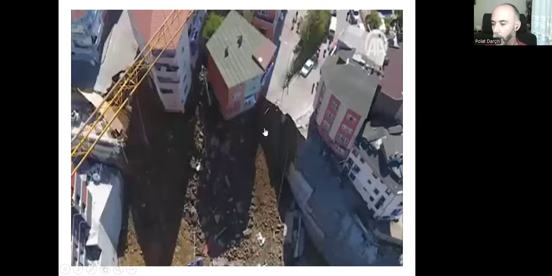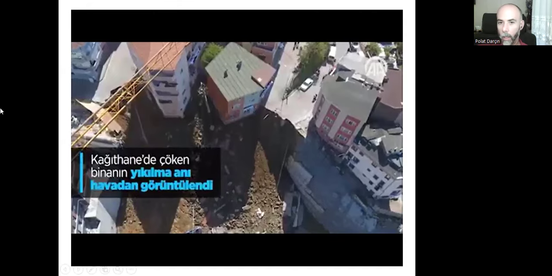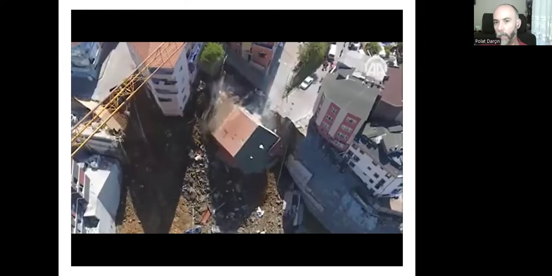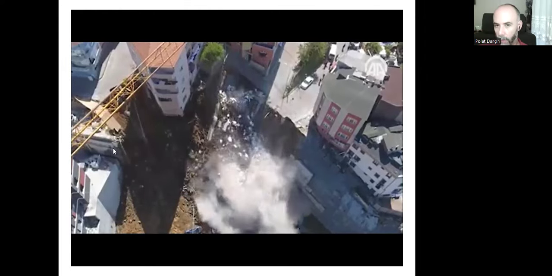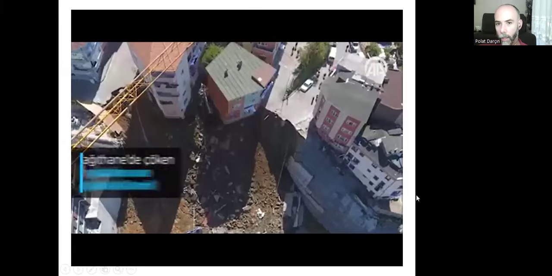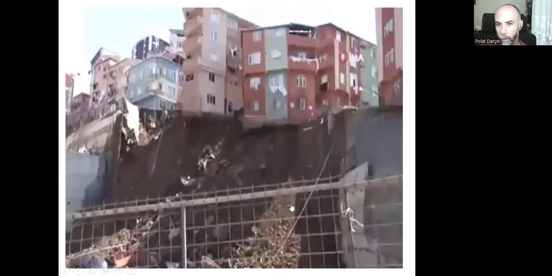This example is from Istanbul. These are the existing settlement. You can see a very deep excavation of a new building next to them, and there are retaining walls. But as you can see, it's not a solution. As the retaining wall collapses, the earth and the buildings will start to collapse down. It's a very high level of risk. The same building in a different angle.